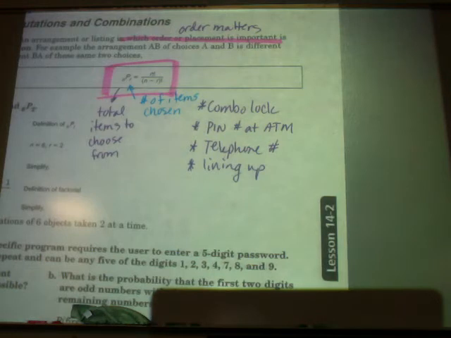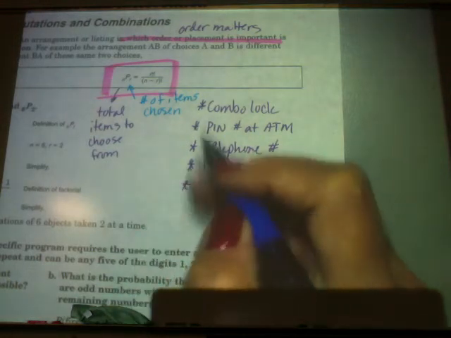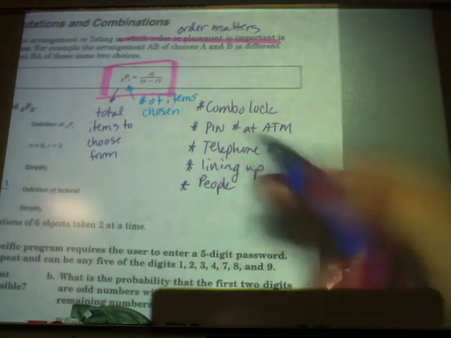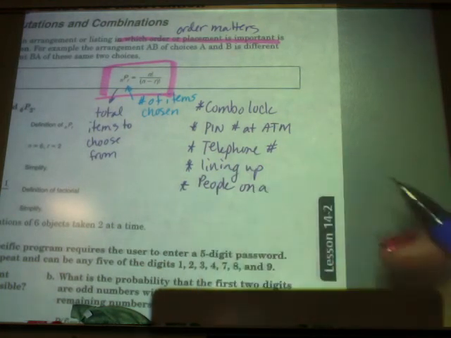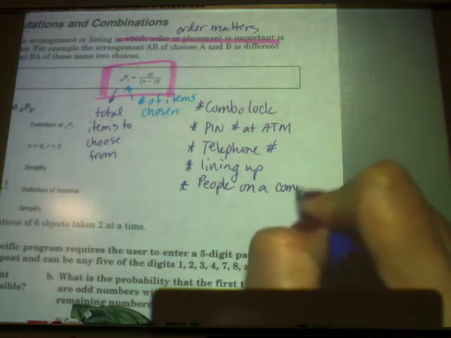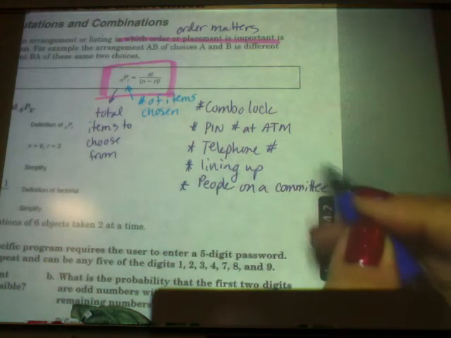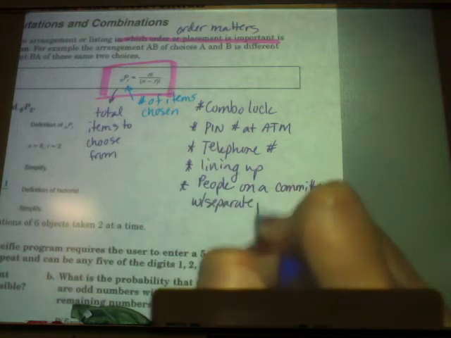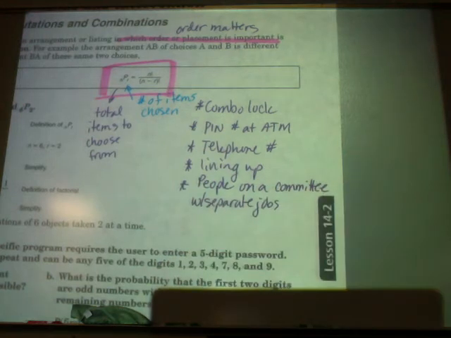So you need to write this part down. People on a committee, and this would be the same as if I were having an election. So people on a committee with separate jobs. And that's the key right there, is that they have to have separate jobs. It's not the fact that I chose you for a committee. If I give you separate jobs, then order matters. If I don't, order doesn't matter. It becomes a combination, not a permutation.